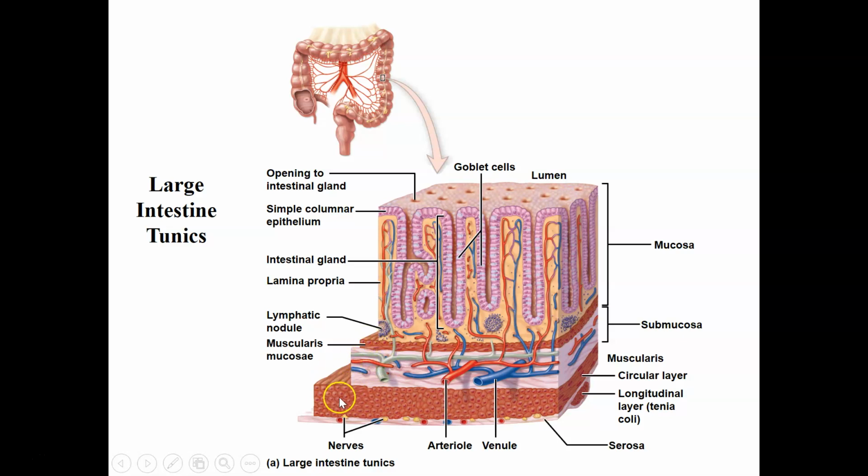The muscularis externa is modified. There is a complete circular layer that runs all the way around the tube, but the longitudinal layer is restricted to this band, and that's the taeniae coli that I mentioned before.